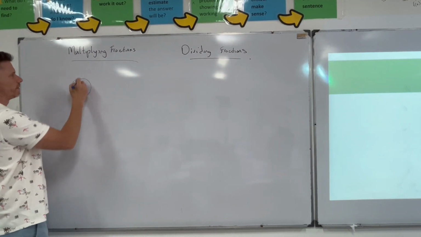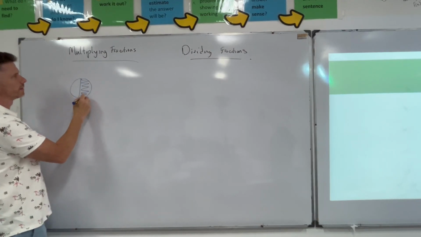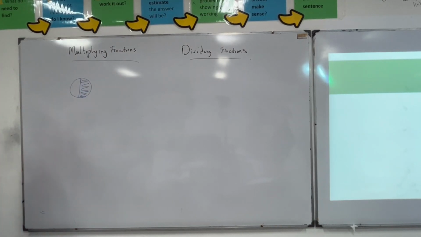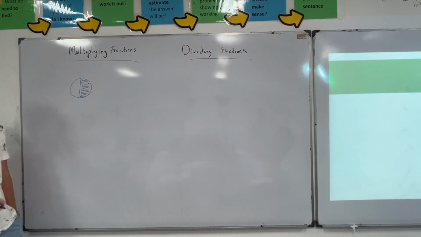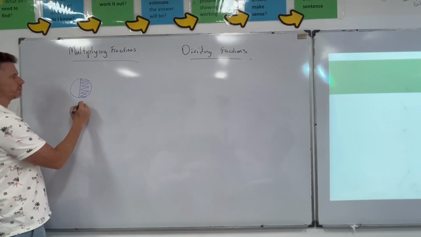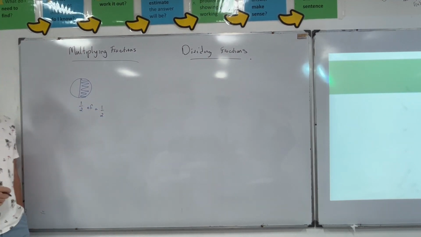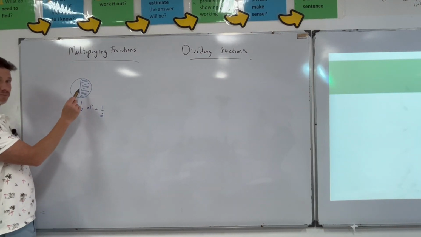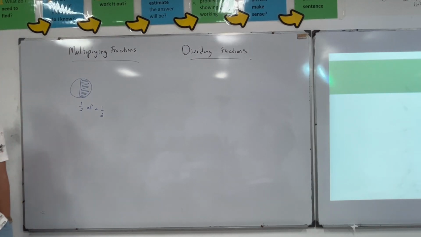If we have half of a pizza, and I wanted to get half of that half, how much do I have? A whole? What I'm asking is, what is half of a half? So what is half of a pizza? It's a quarter, yeah. It's a quarter of a pizza.